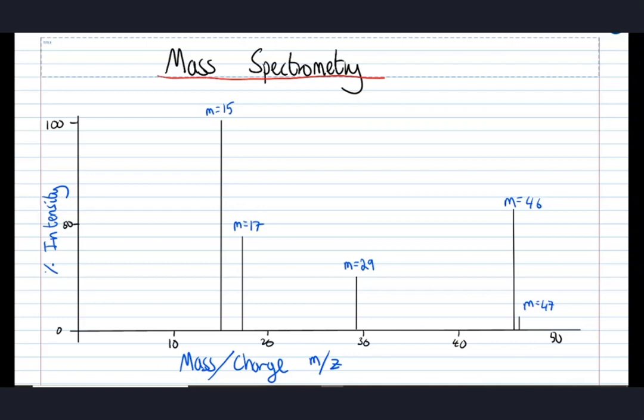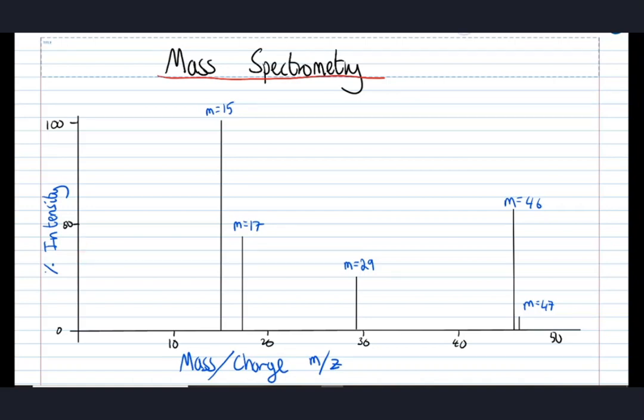because anything divided by 1 is itself. So it is very important if you're asked to label up a mass spectrum in the exam to remember that it's mass to charge, or m divided by z, not mass along the bottom. And up the side we have the percentage intensity, how much of that sample was detected.